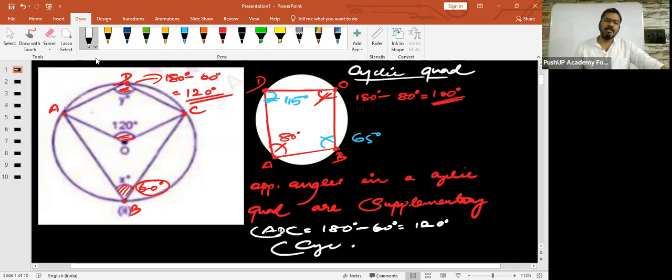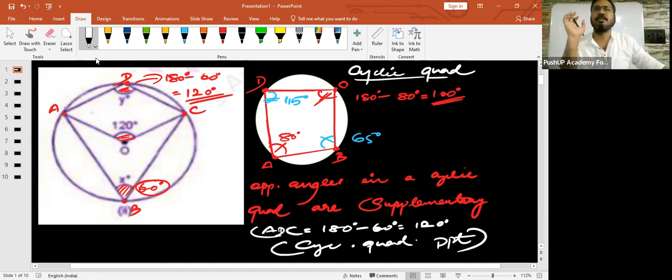Just mention cyclic quadrilateral property. Keep it very short and simple. No need to write what is cyclic quadrilateral property. Just write cyclic quadrilateral property, otherwise it will become very lengthy for you. The sum of the two opposite interior angles in a cyclic quadrilateral is equal to 180 degree. So lengthy it is, cut short it. Simply keep it as cyclic quadrilateral property. Okay, yeah. Let's do one more.